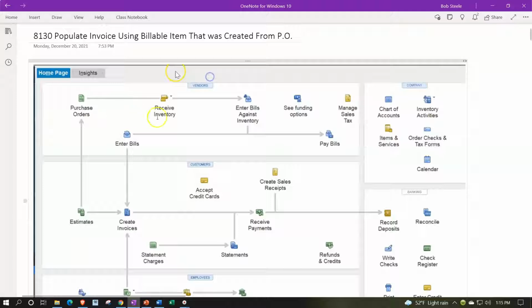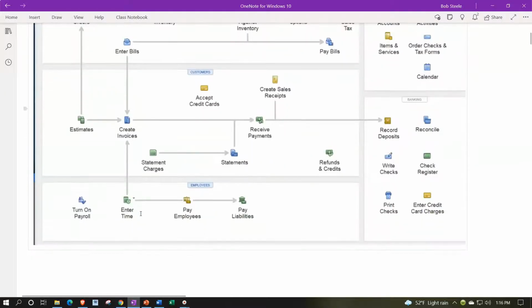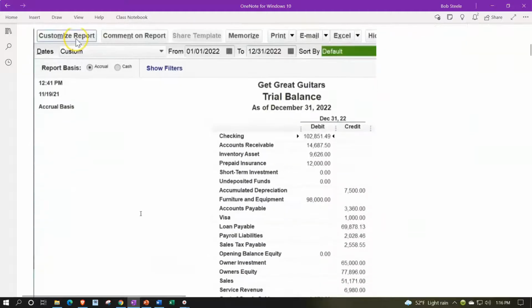Then we entered a bill, increasing the accounts payable, other side increasing the inventory, and we created the bill from the purchase order and pulled over that customer information, which again isn't really needed for the bill itself, but that allows us to now turn around and create the invoice and pull over that billable item that we pulled in from the bill, which was pulled in from the purchase order, which is where we're at this time. The impact on the accounts will be the same as any invoice.